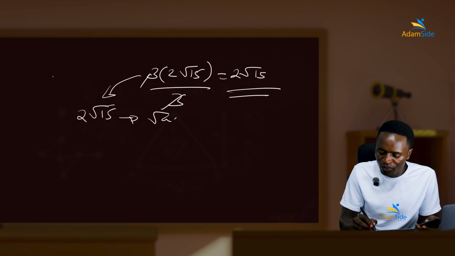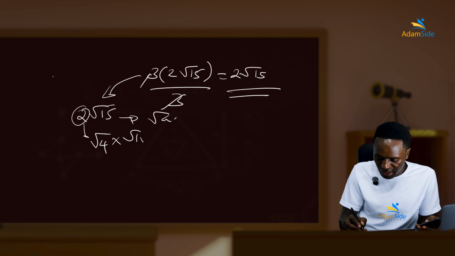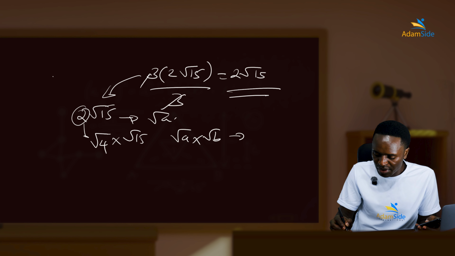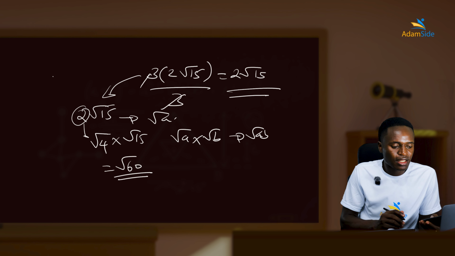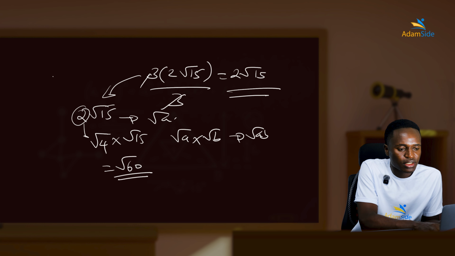So we have to find an answer: to get 2 root 15, what was done? It means something was taken out. It was root 4 times root 15. We know the rule: when you're multiplying numbers inside, it is the same as root AB. In that case, you'll get your answer as root 60. This is the answer. Let's go to the next question.